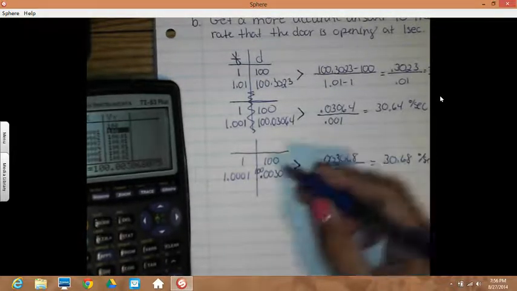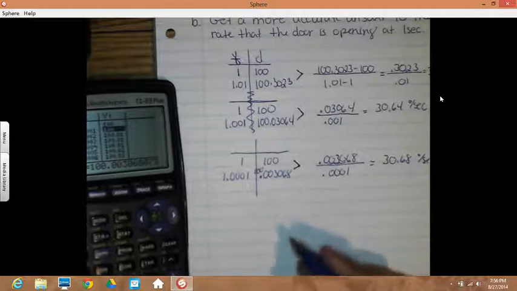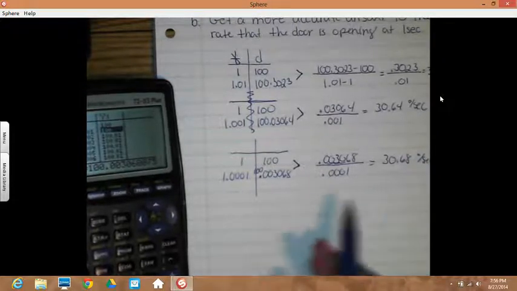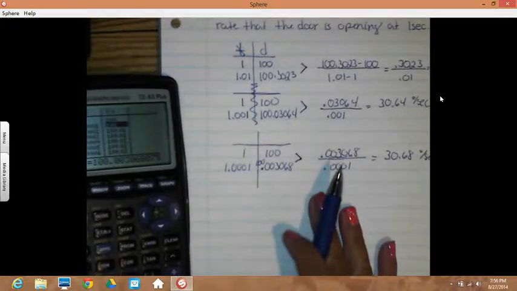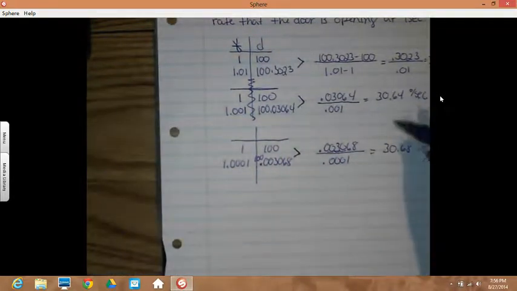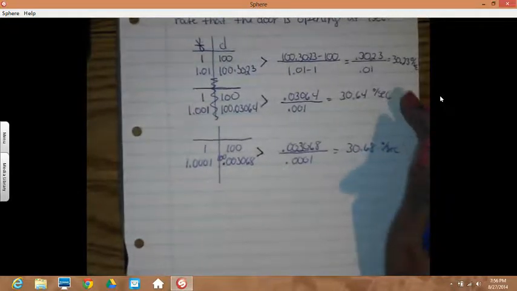And we could keep going here and get more accurate, but you can see we're pretty close now. I mean, they're all staying in the 30s, 30.64, 30.68. We could go one more, but I don't think we need to. Oh, well, maybe. Let's do one more. What the heck? Nah, good enough. So we've got a very good estimate of the rate that the door is moving, 30.68 degrees per second.